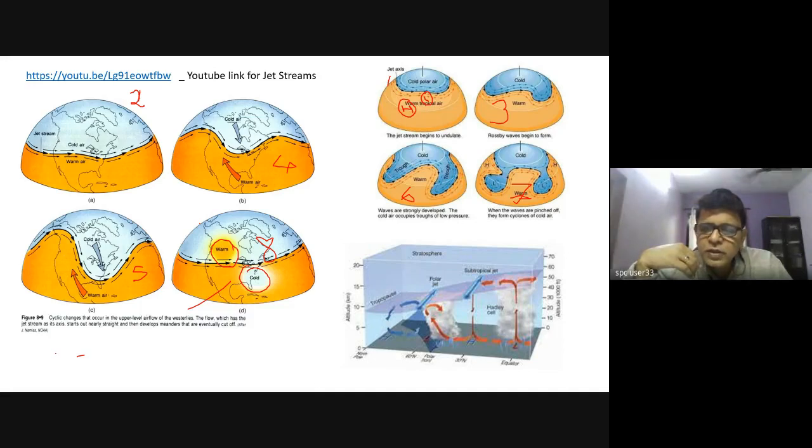Because of these cutoffs, you'll see that you're going to have high pressure and low pressure being dislodged in contrasting locations. Okay, and the fourth stage, in fact, is called the cutting off of the meander, and of course, you're going to have cyclones, alternating cyclones and anticyclones, and the circumpolar flow goes back to its original condition. So it goes back to stage number one. So this is as far as the index cycle of the jet streams is concerned.